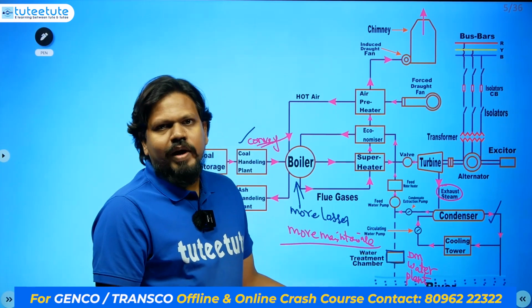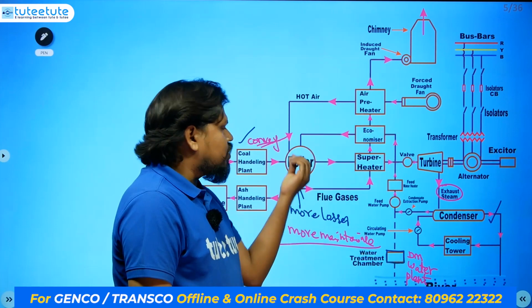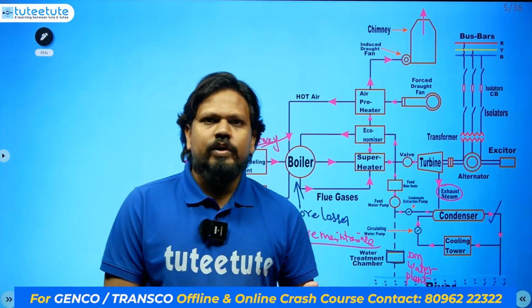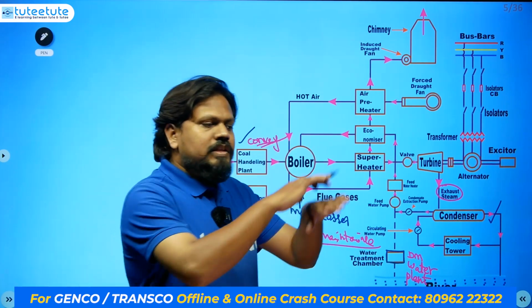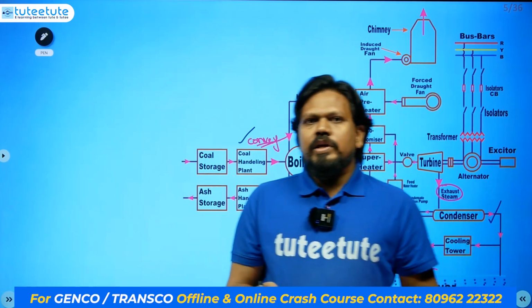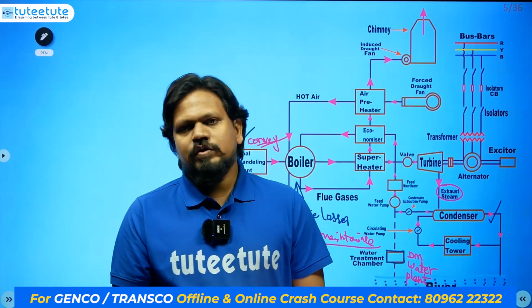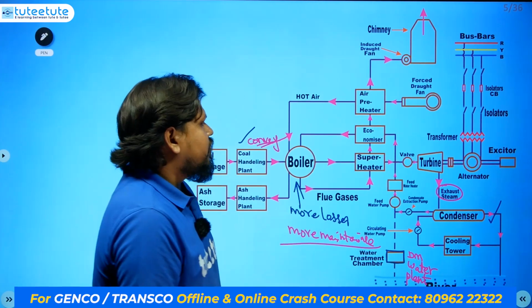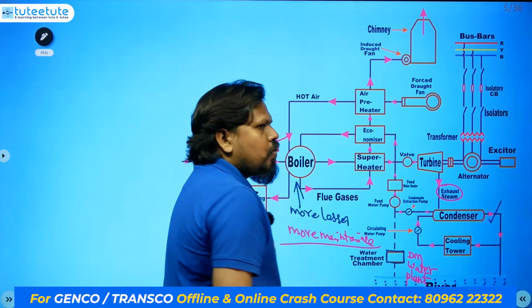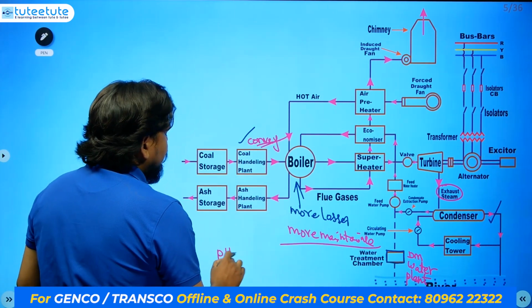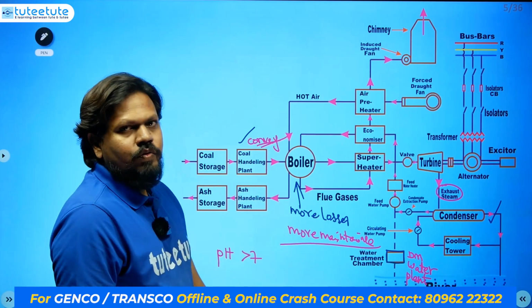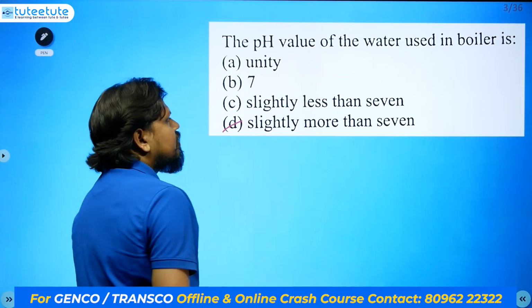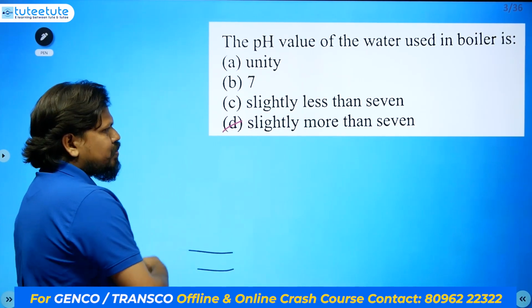There are no minerals required, because whenever minerals enter into this boiler, energy conversion may not be proper, there will be more losses, and the chambers of the boiler may get rust or corrode. So minerals should not be entering into the boiler. Which kind of water do we have to send? Water whose pH value is slightly greater than 7. That's a simple answer, so slightly greater than 7 is the correct one, and no more explanation is needed for this one.